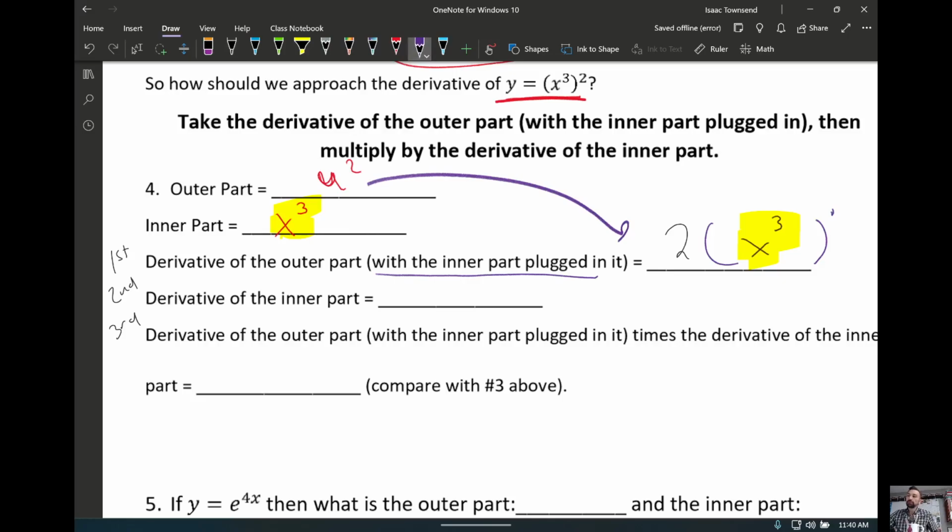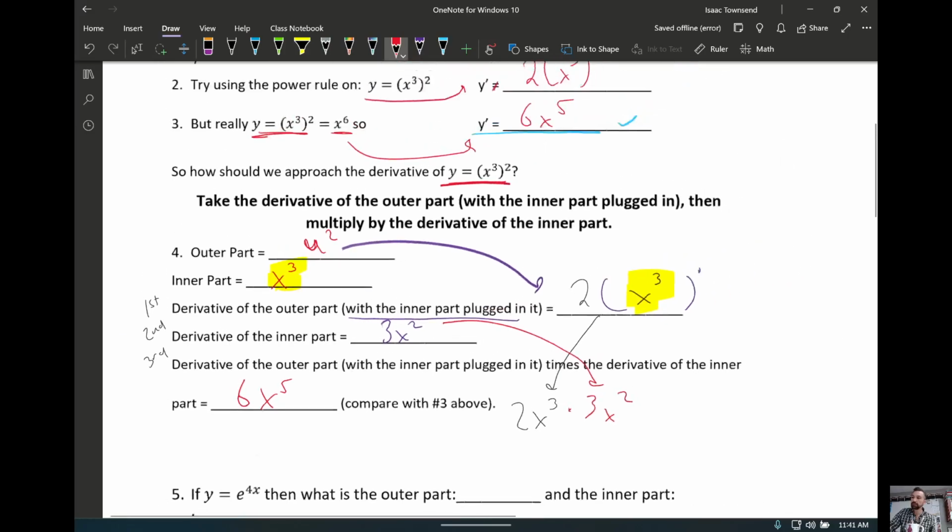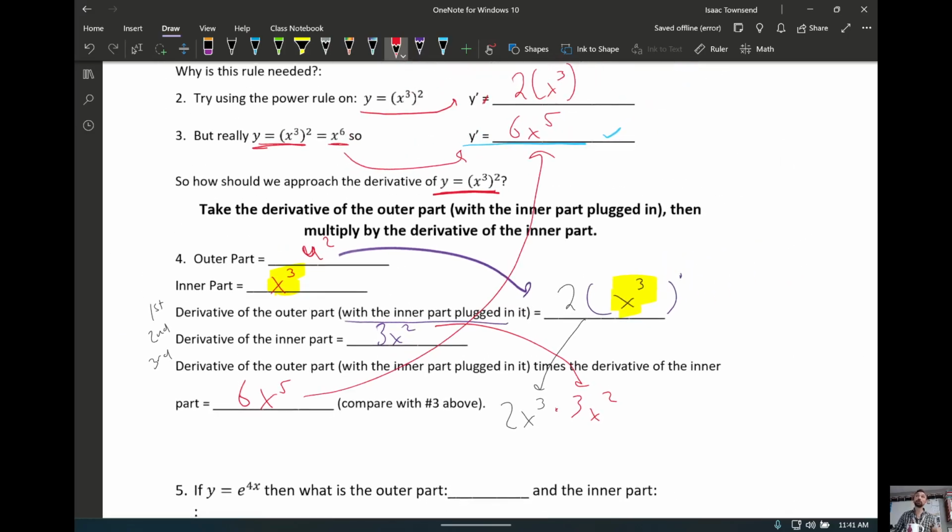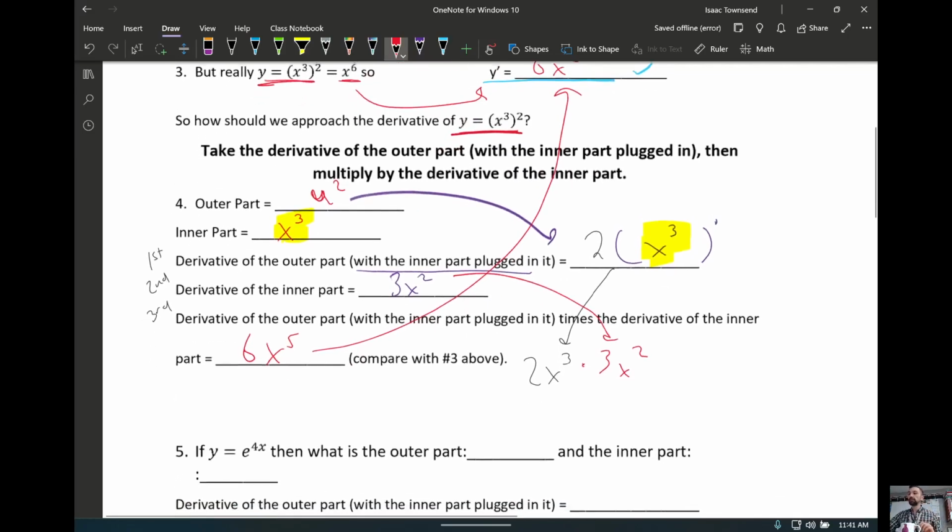Next, you have to take the derivative of the inner function. So x cubed would become 3x squared. And then finally, if you take this, the derivative of the outer function with the inner function plugged in it, times this, the derivative of the inner function, you get 6x to the 5th, which again, we know to be the answer. So you have to take the derivative of the outer part with the inner part plugged in times the derivative of the inner part. So it's really that derivative of the inner part that's kind of the extra step that tags along.